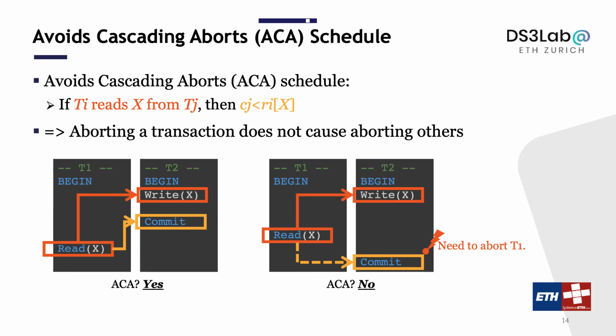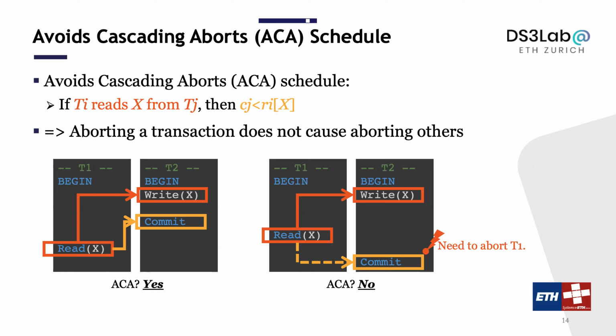In this case, I need to abort T2, for some reason. What should I do with T1? I also need to abort T1, because T1 has already done a whole bunch of calculation based on the value written by T2. If you want to undo T2, you also need to undo T1.